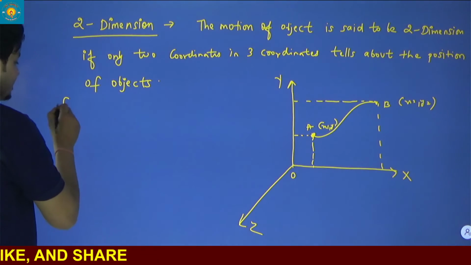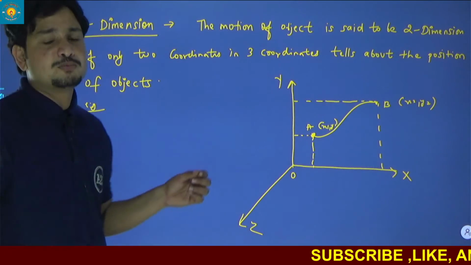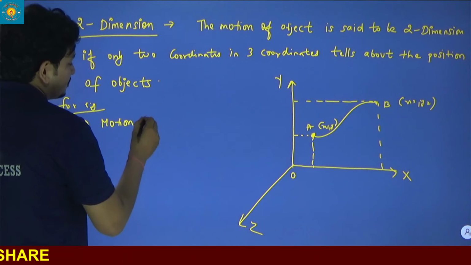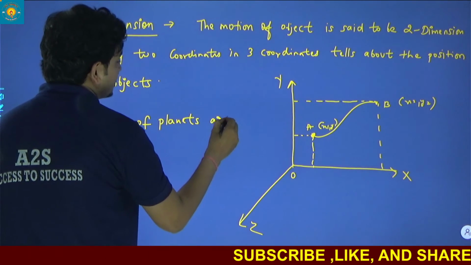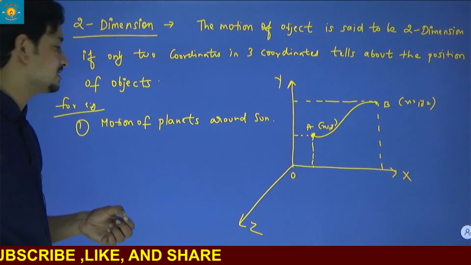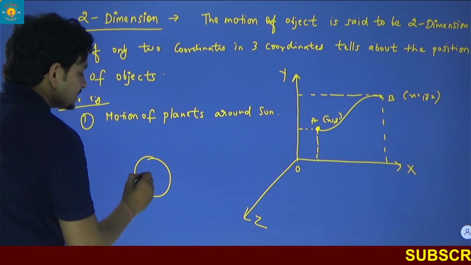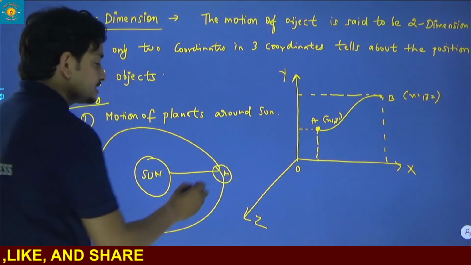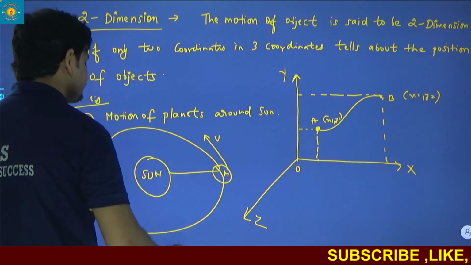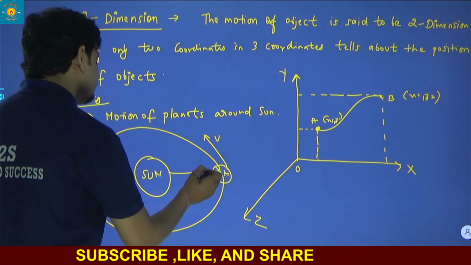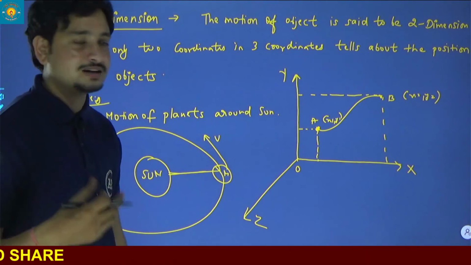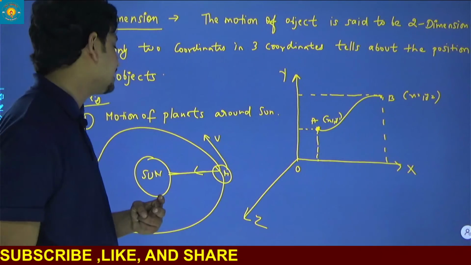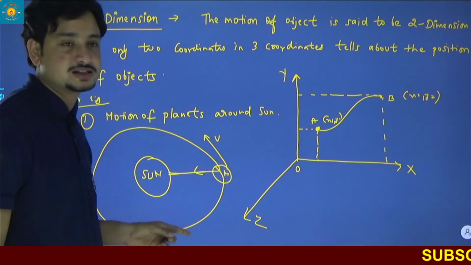As for examples in real life, motion of planets around the sun is two dimension. How? See, this is the sun, and this is the planet rotating around it with a certain velocity v. It is rotating around the sun. This is one axis and another axis is from this, which we call the foci, focus, major axis, minor axis. So this is one axis and this is one axis, two axes, two coordinates. So the motion of planets around the sun is called two dimension.